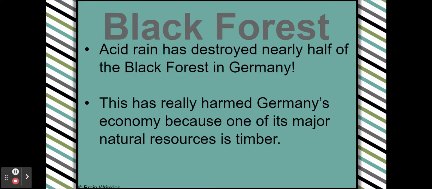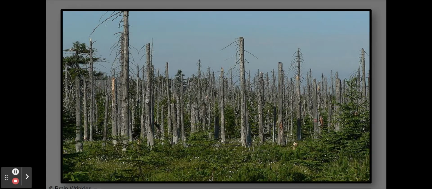Okay. The Black Forest is almost nearly half gone because of acid rain. And this is a big deal because this is one of its major resources, which is timber. And so Germany's economy has really taken a hit because of acid rain. Okay. Definitely not trees you would want being used to make lumber and things for your home.